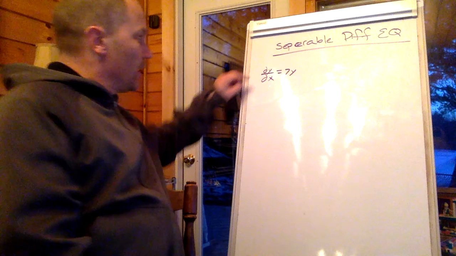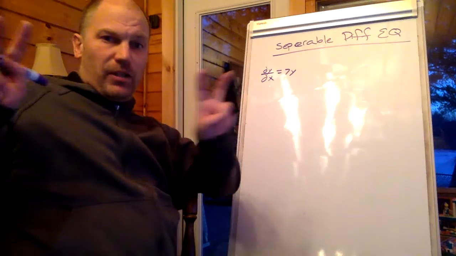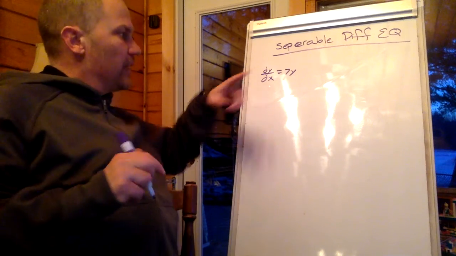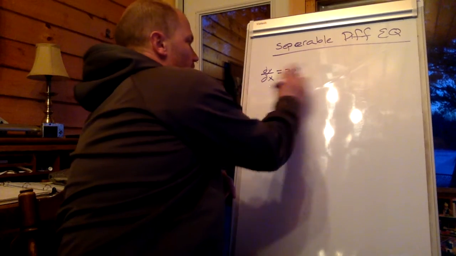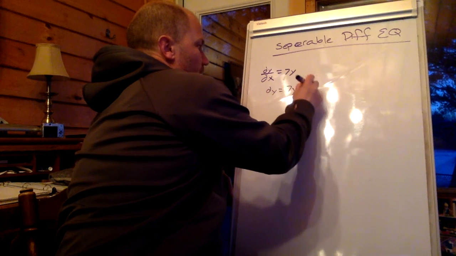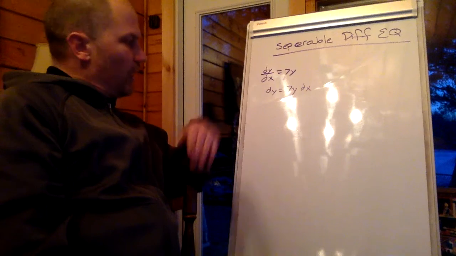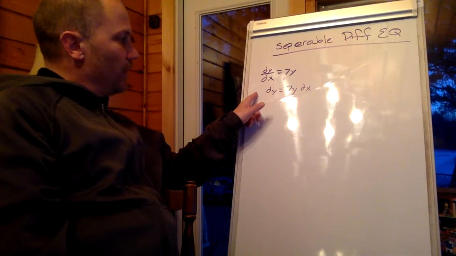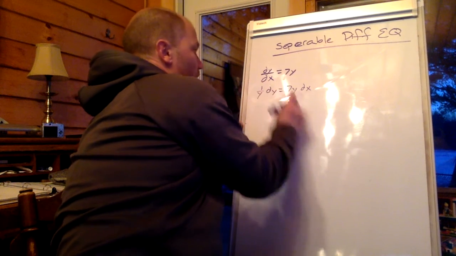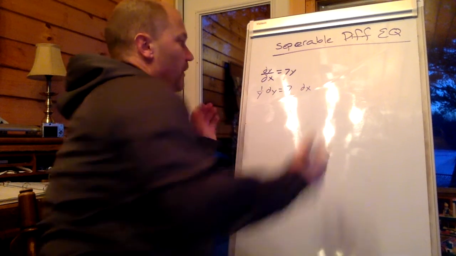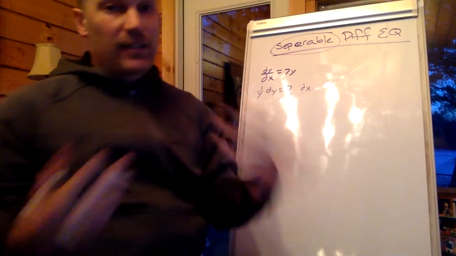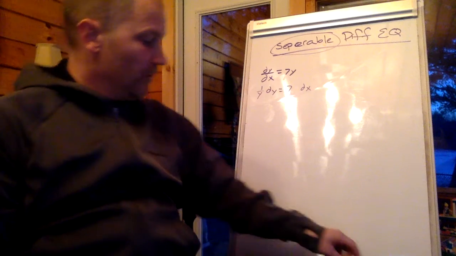Anyway, step one is, I'm going to put it in quotes because it's not really multiplying, multiply both sides by dx. And when I do that, I'll end up with dy equals 7y dx. So I've gotten the dx over there. I need to get this y over here, so I'm going to divide both sides by y. So we have 1 over y dy equals 7 dx. So I separated it, separable differential equations. Now I'm ready to integrate it.